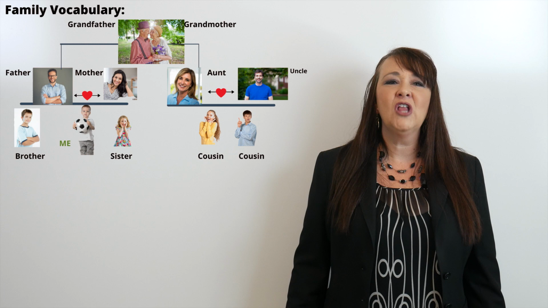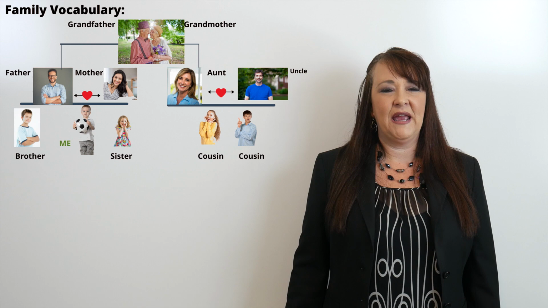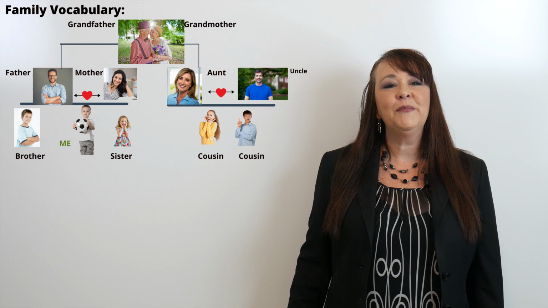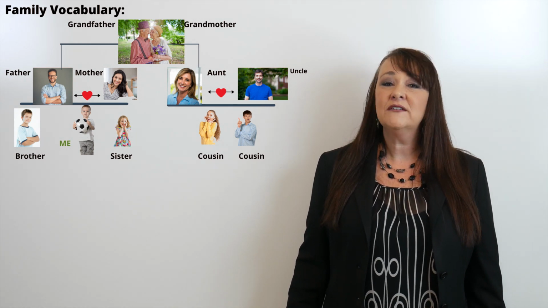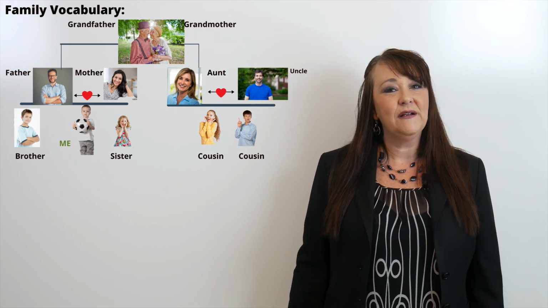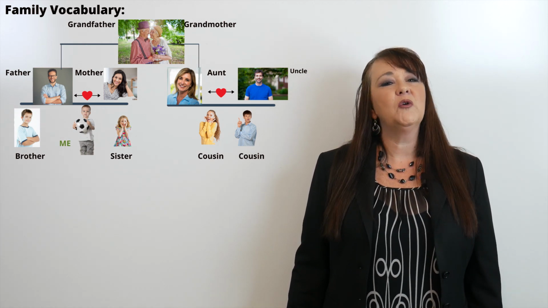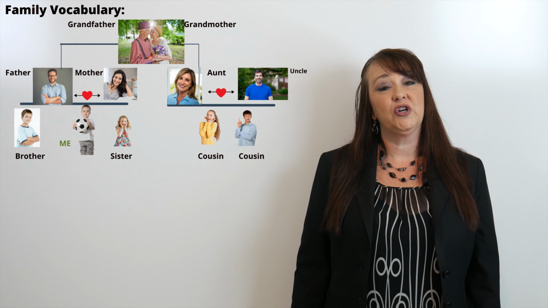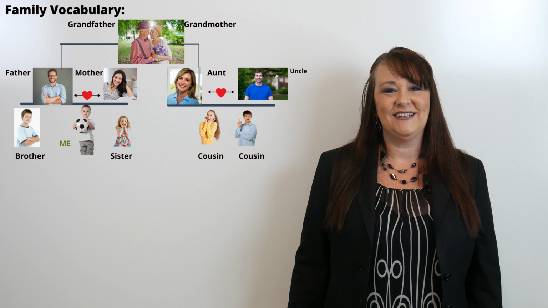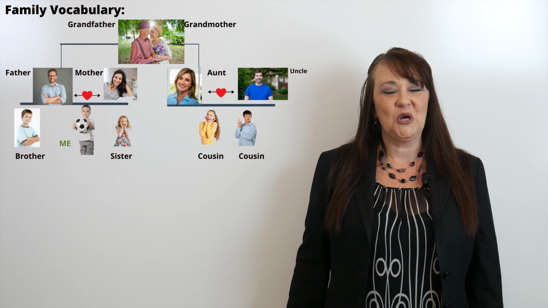Now, of course, there's lots of other names for family members, but these are the basics. What you see on your screen now is a family tree. We're going to go over the vocabulary words on this family tree. If these are new words for you, it's a good idea for you to repeat each of these words after I do. That will help you with your pronunciation. Let's go ahead and look at the top of the family tree.